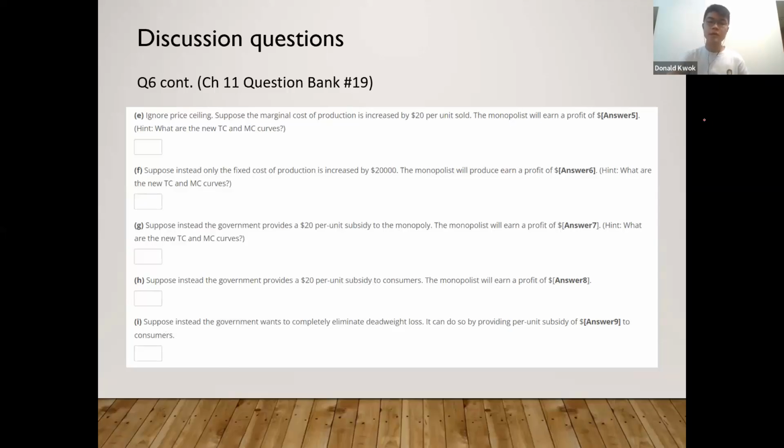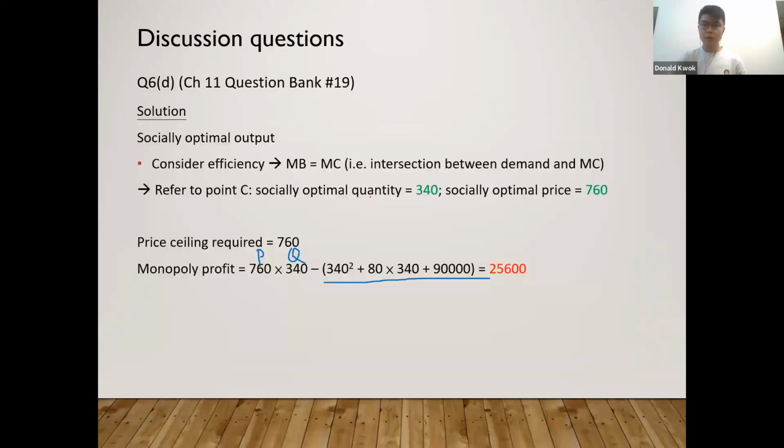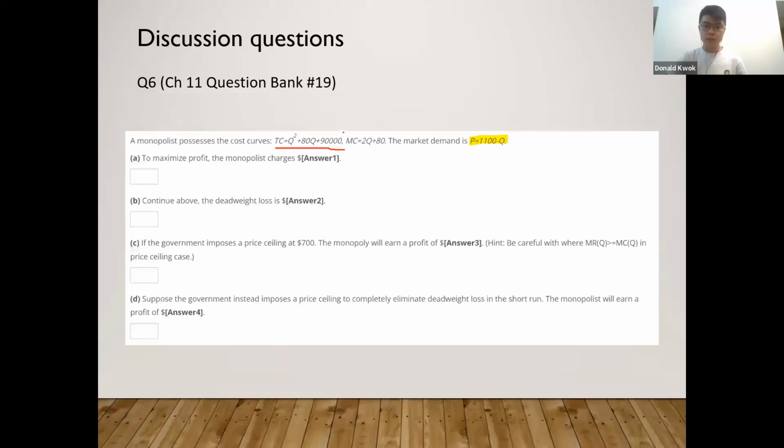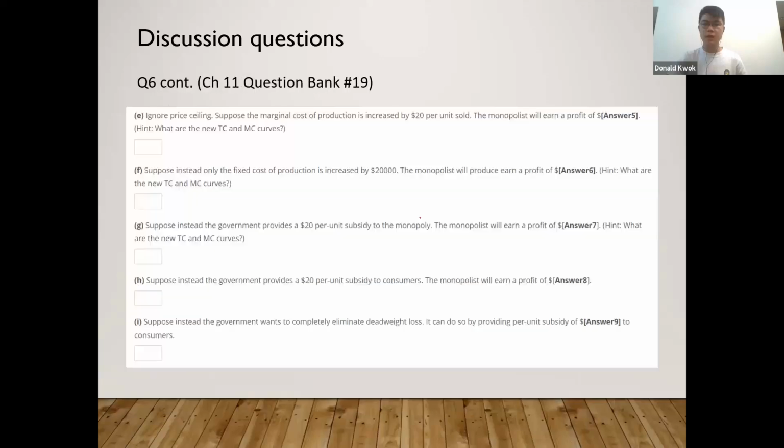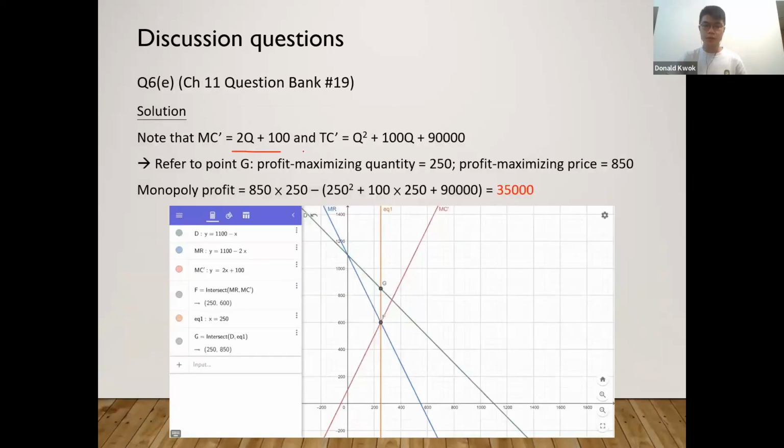Okay, so for parts E to H, there are some changes in the production cost of the firm, right? So we'd like to see how the profit would change in these cases. For part E, if the marginal cost is increased by $20, then what will be the profit of the monopolist? Originally, the marginal cost expression is 2Q plus 80. With the increase in marginal cost by $20, the new marginal cost will become 2Q plus 100. Correspondingly, the coefficient in front of Q would change from 80 to 100 to align with the increase in marginal cost.